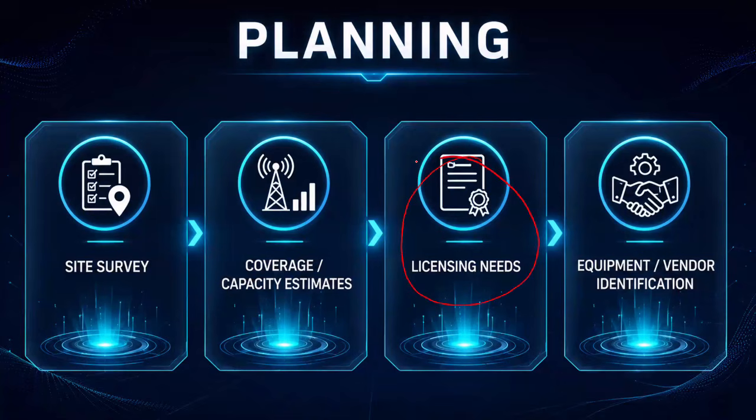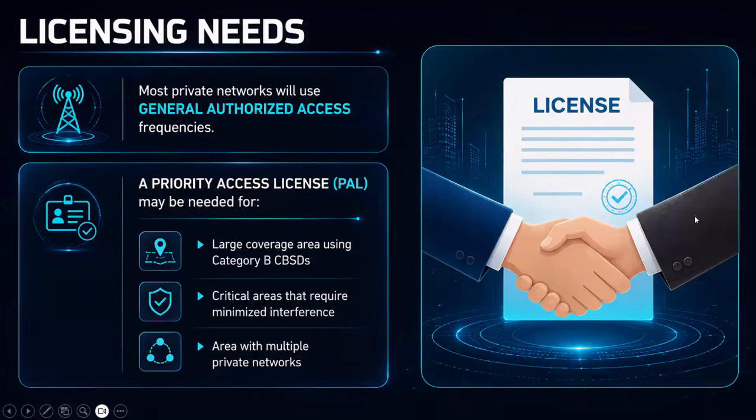Okay. Now let's talk about one of the most important considerations in private 5G planning. It is licensing and the spectrum. So once we know our coverage and capacity requirements, we need to decide what spectrum or what license the network will use. So for private 5G deployments in United States, we know that we use CBRS.